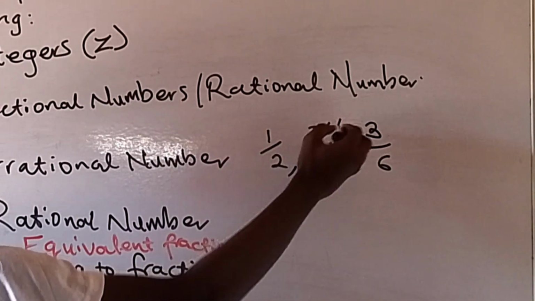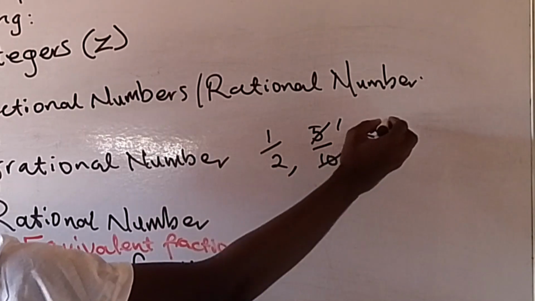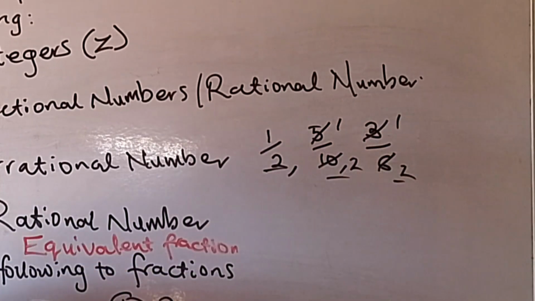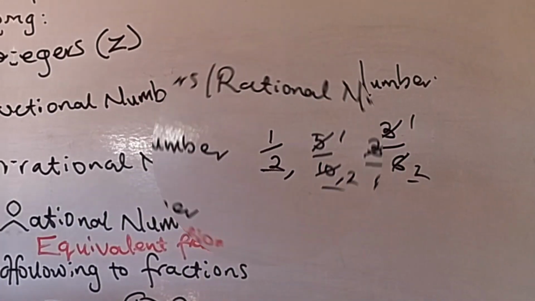Because 5 divided by 5 is 1, 5 divided by 10 is 2, 3 divided by 3 is 1, 3 divided by 6 is 2. So they all have the same value of 1 over 2. So that's how we convert this.